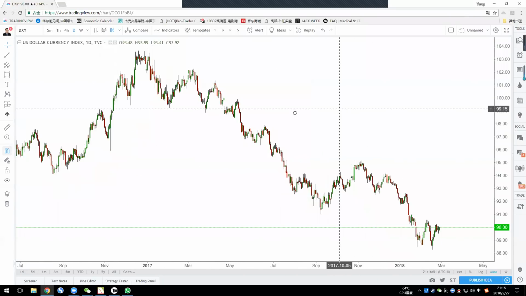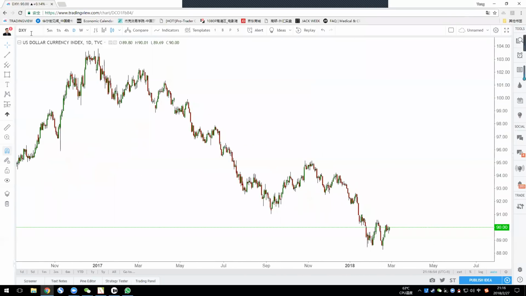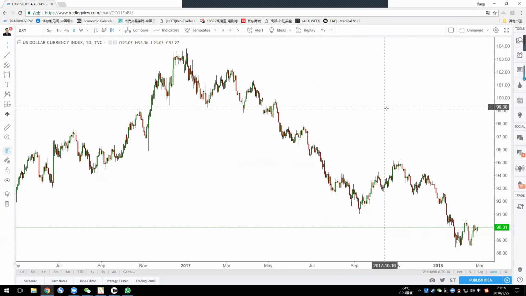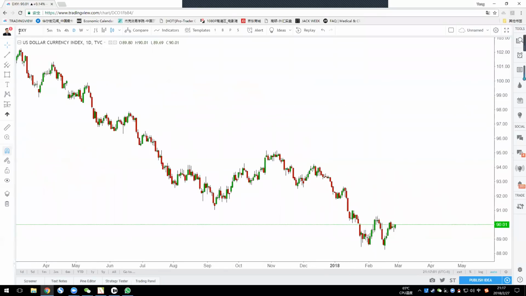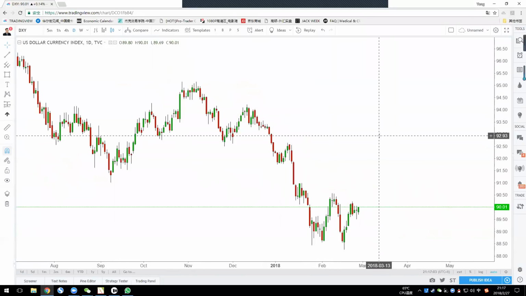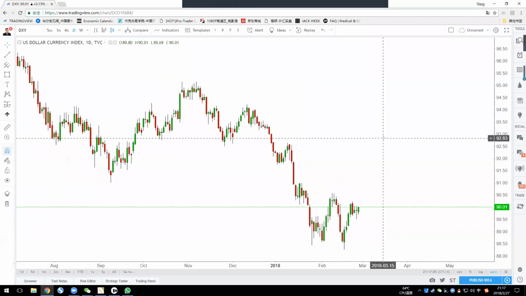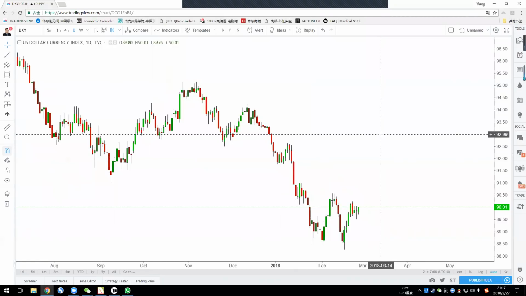First of all, let's look at the dollar index. The dollar index is a basket of major currencies, and it is very important in the forex and futures markets, because a lot of pairs are denominated in USD, and a lot of commodities like gold, oil, and natural gas are all based in USD. So whether the dollar is going strong or weak will affect the markets a lot.